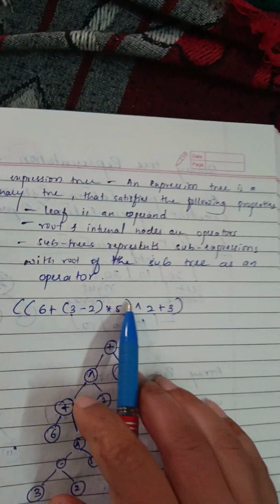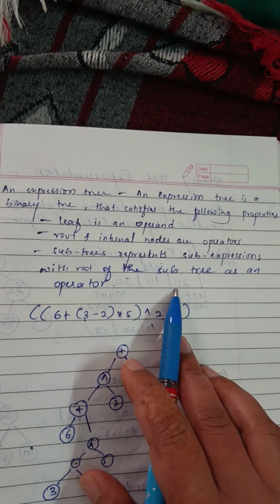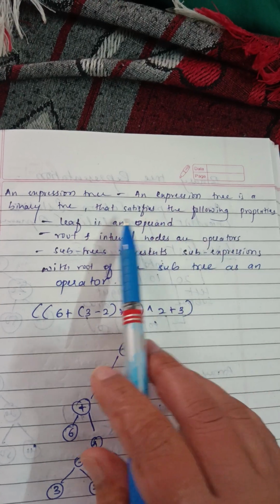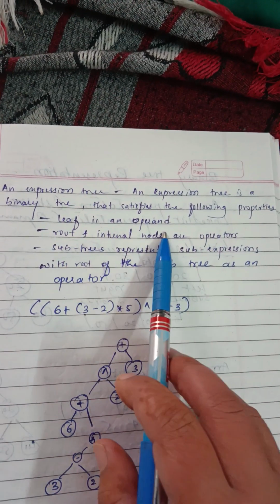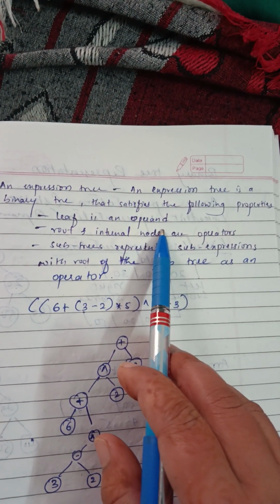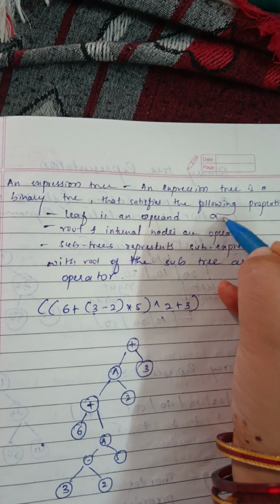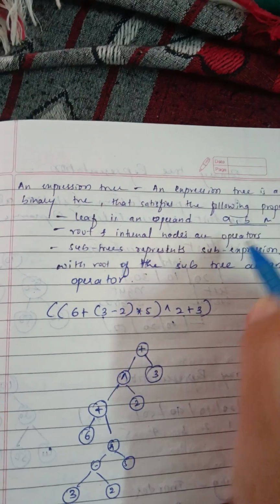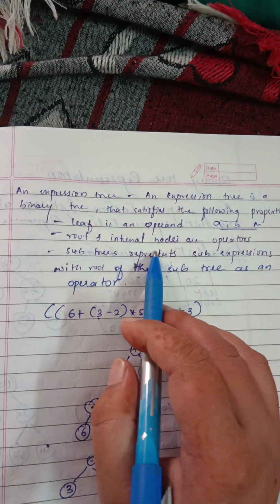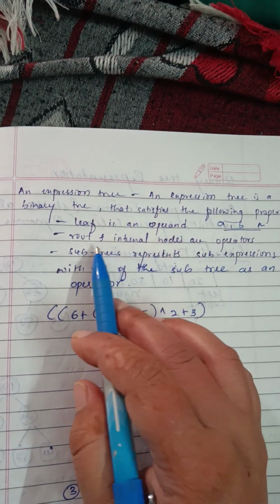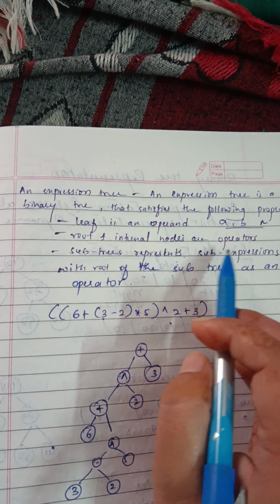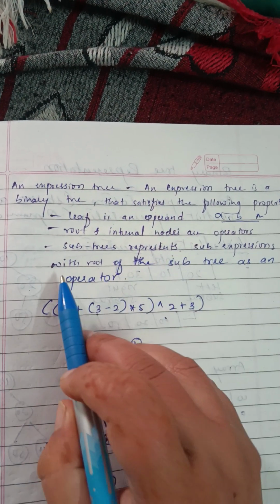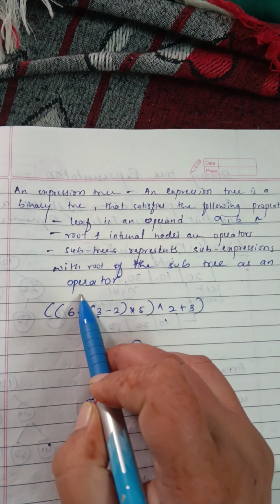Let's see an expression tree. What is an expression tree? An expression tree is a binary tree that has the following properties. A leaf is an operand. Operands, you know which are the operands, C and B, like this. These are the operands, or numbers, you can say. Next, the root and internal nodes are operators. The subtree represents a sub-expression with the root of the subtree as an operator.